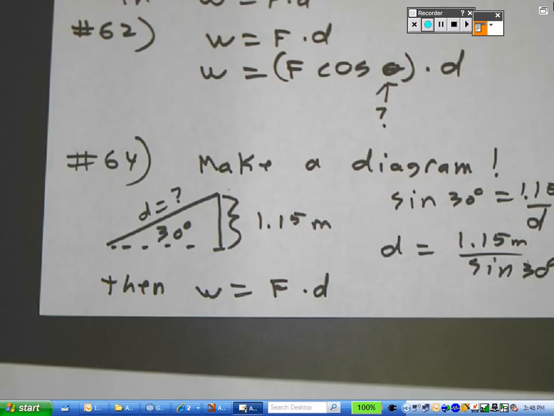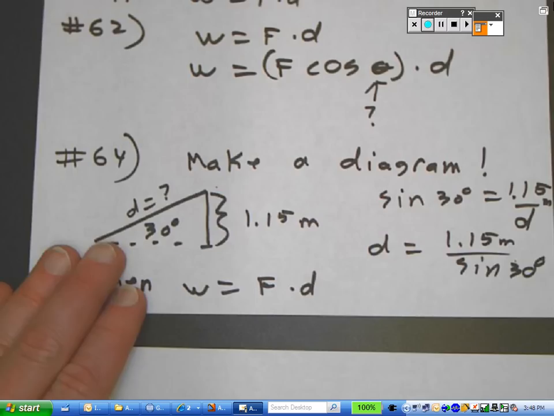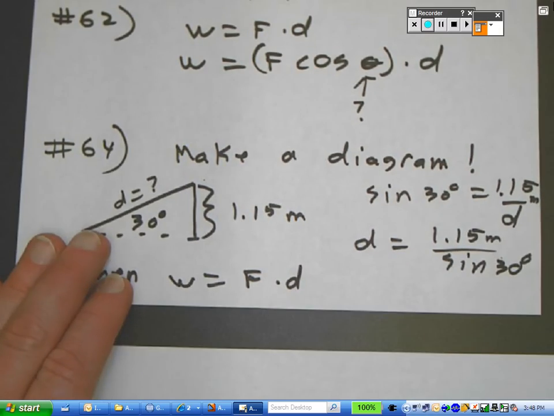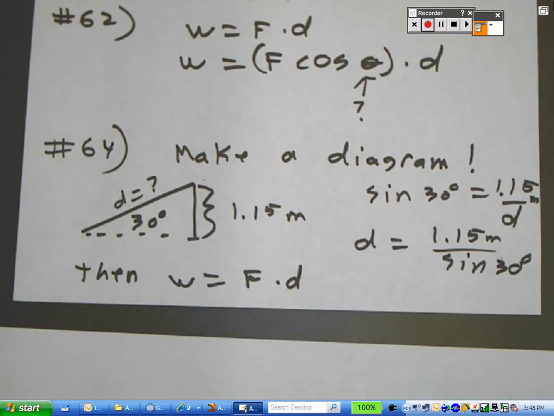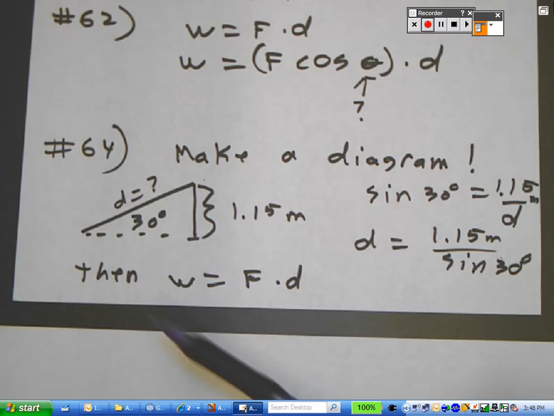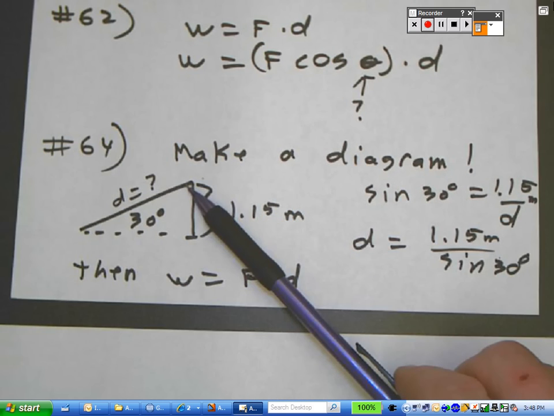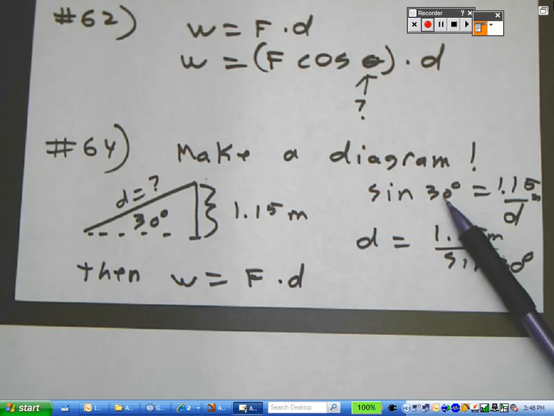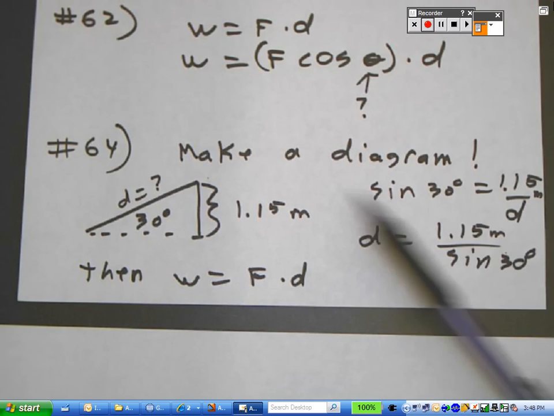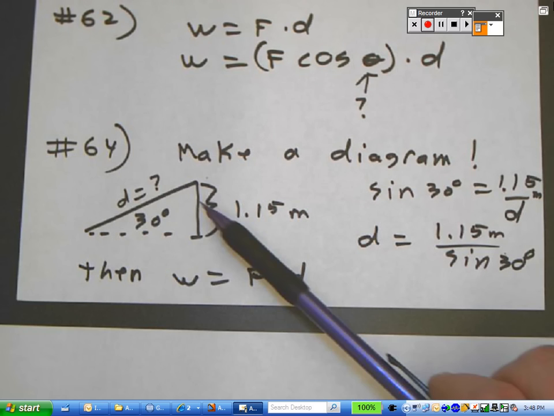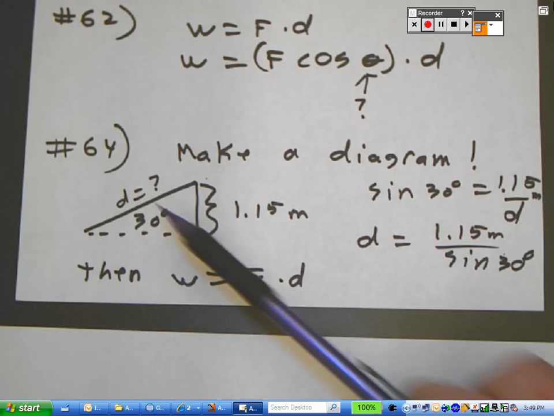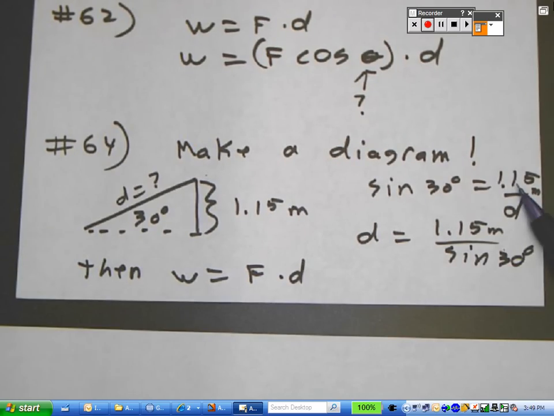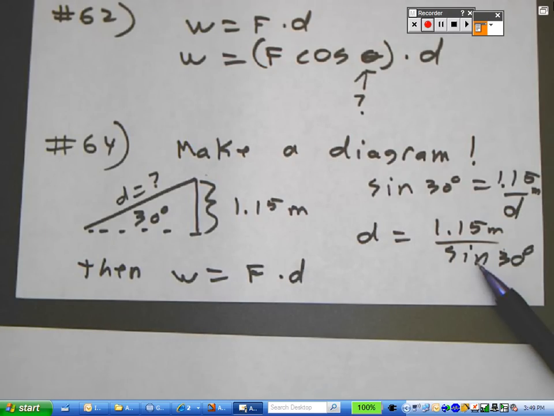And number 64. Making a diagram is so very important for almost every problem that involves strange pictures. On this one, what we've got is a distance that we don't know. That's very useful to find out. So you might start with using trigonometry. Remember, sine of an angle is the opposite divided by the hypotenuse. The sine of 30 degrees is equal to the opposite 1.15 divided by the distance. So by doing the old switcheroo, we can find out the distance.